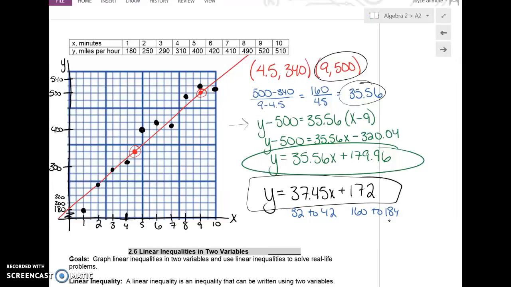If you're on the higher end of the slope, you're likely on the lower end of the y-intercept. If you're on the lower end for the slope, you're on the higher end for the other. Yeah, I don't know what I'm saying. If you're closer to 32 for the slope, you're closer to 184 for your y-intercept. If you're closer to 42 for your slope, you're probably closer to 160 for your y-intercept.